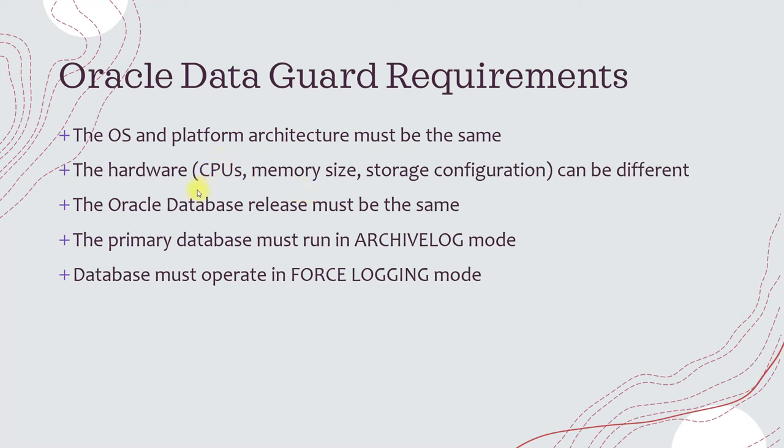It means that if you have installed Oracle Linux 7.7 or normal Red Hat Linux, both of them should be 7.7. And the platform architecture means if one is 64-bit, the other must be 64-bit.